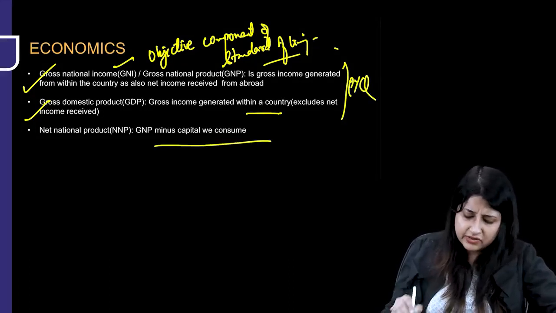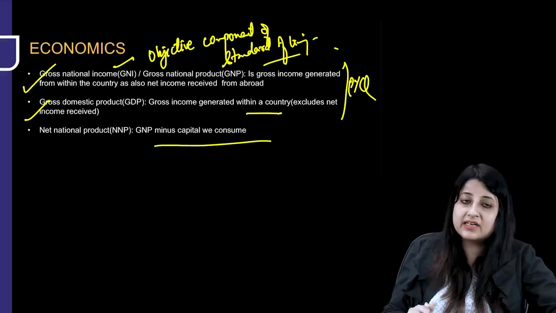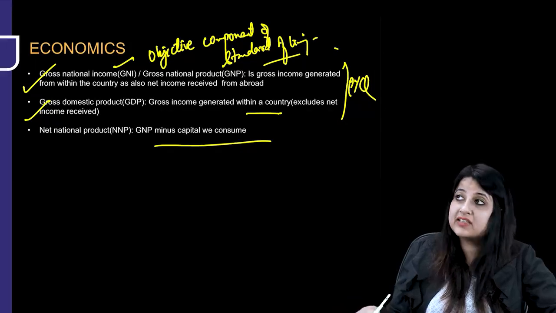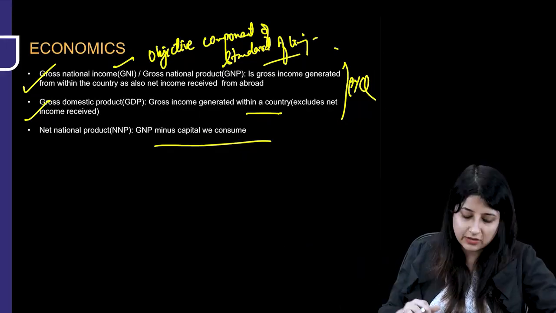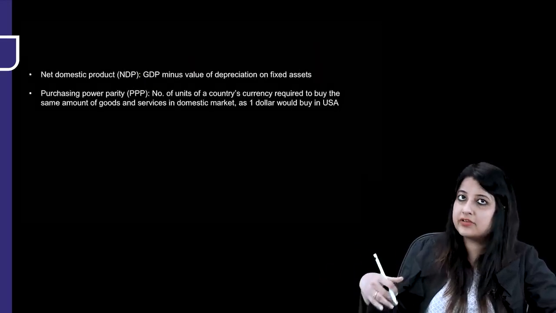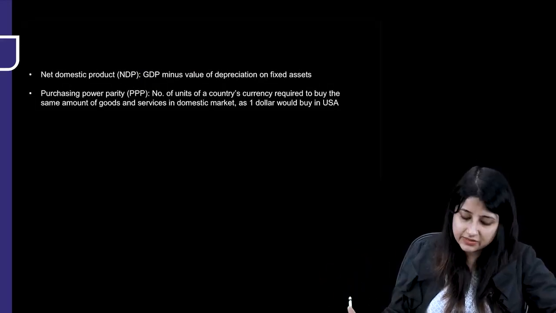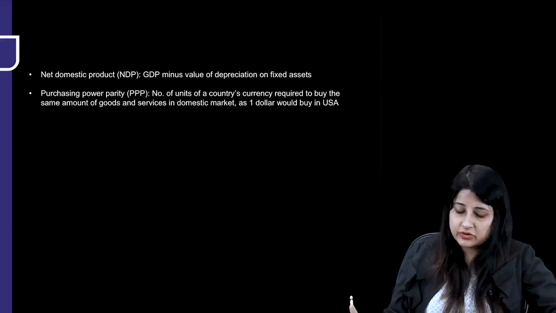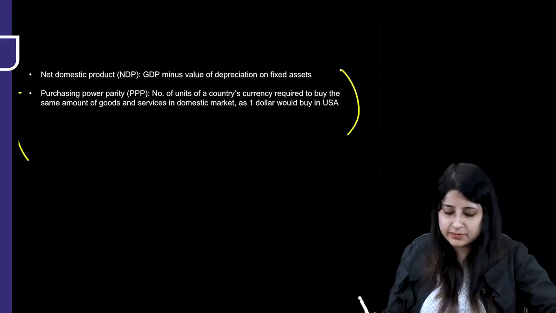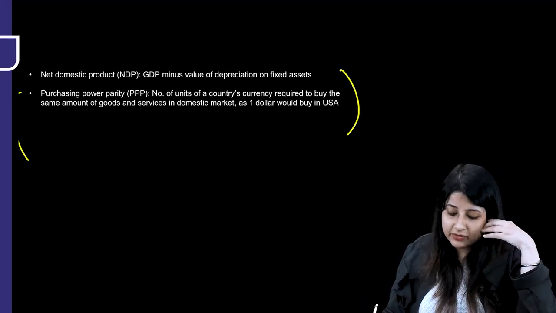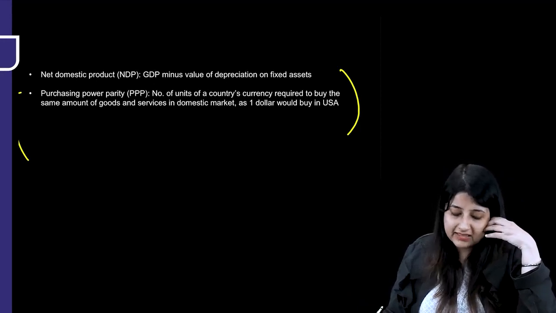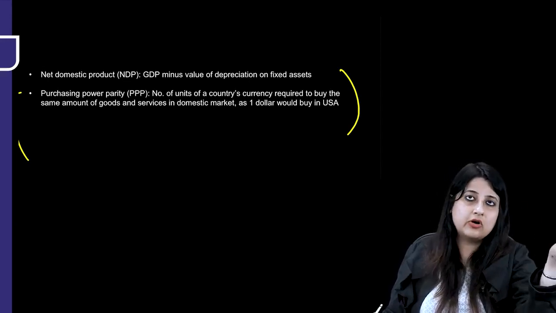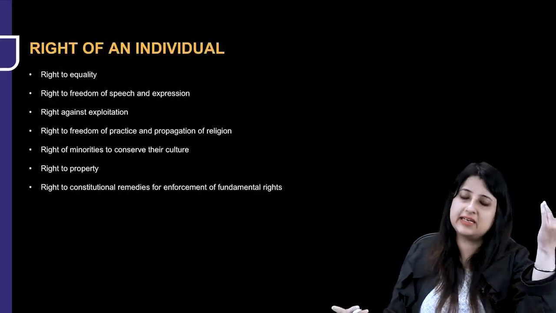Net national product, you can just read, GNP minus capital we consume. Remember, GNI or GNP is income generated within the country as well as the one that we receive from outside, and GDP is only one which is generated within the country. Net domestic product is GDP minus value of depreciation on fixed assets. Somebody might ask you, what is purchasing power parity? It is the number of units of a country's currency required to buy the same amount of goods and services in the domestic market. Like if something is bought for $1 in USA, how much will it be bought for in India?